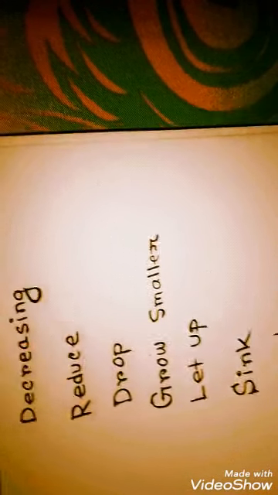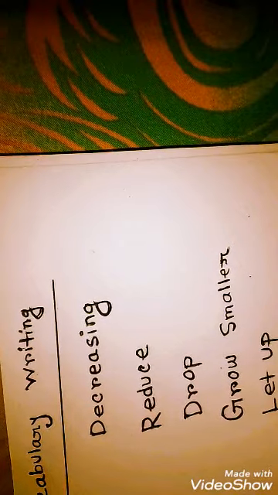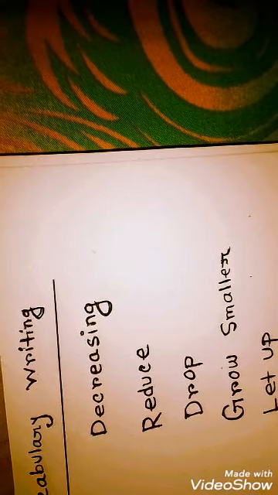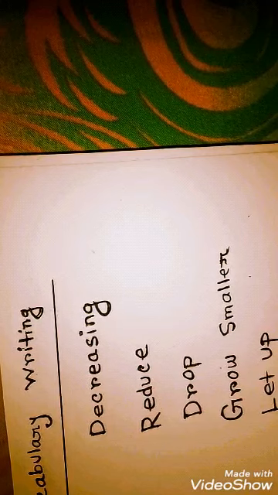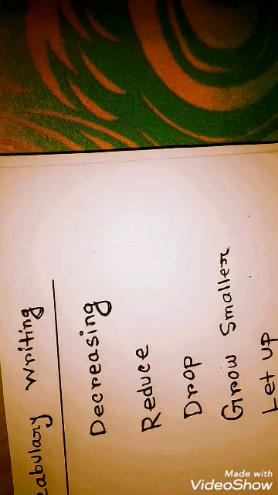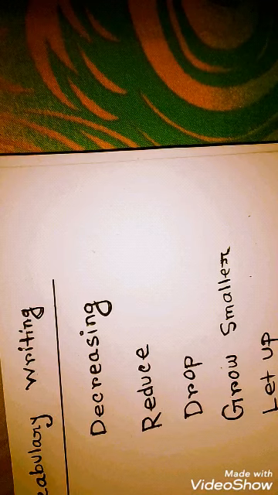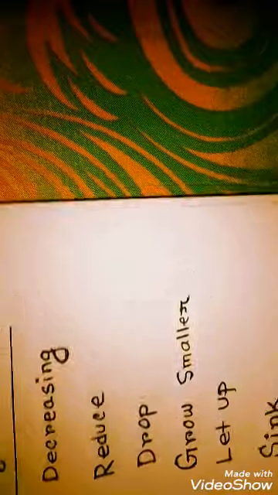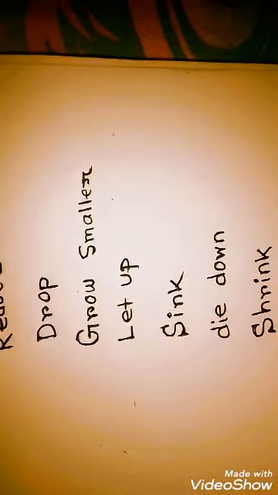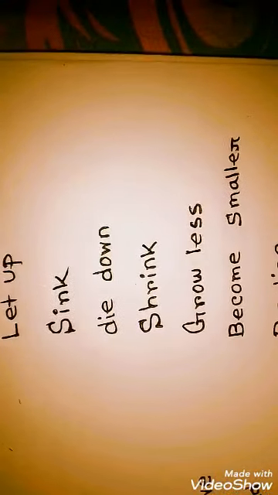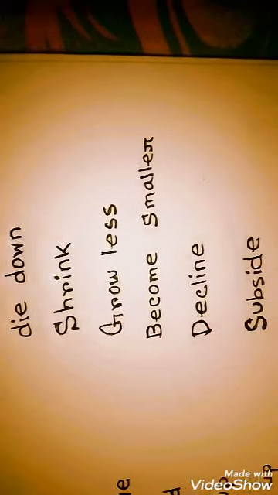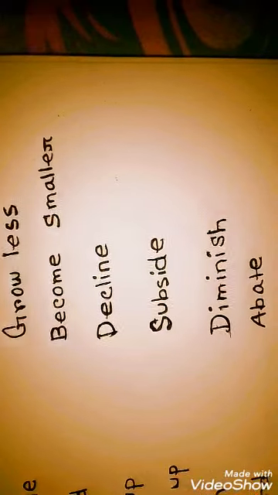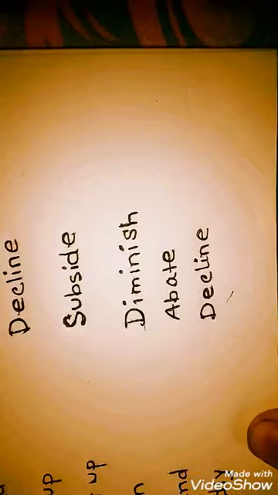When we use similar words in writing Task 1, where a graph or chart is shown, firstly we use decreasing, then we use grow smaller, then die down, then sink, grow less, become smaller, decline, subside, diminish, abate, decline.